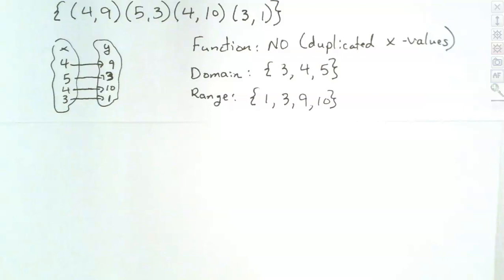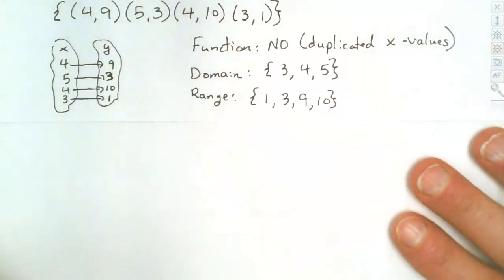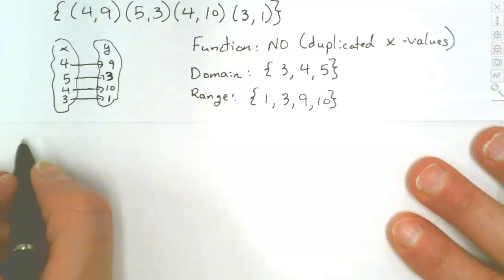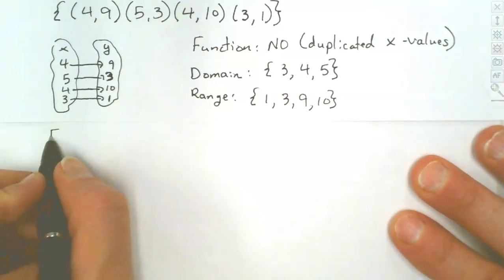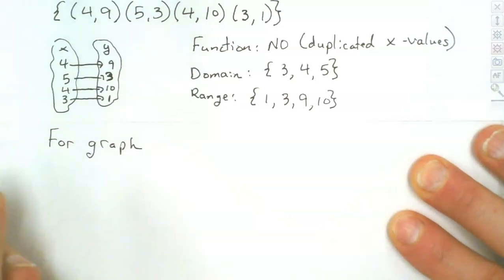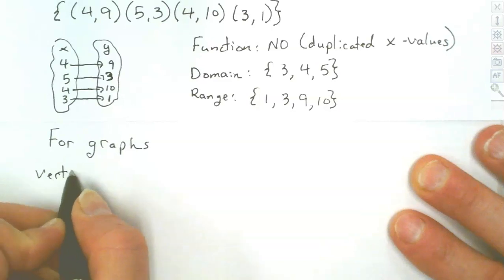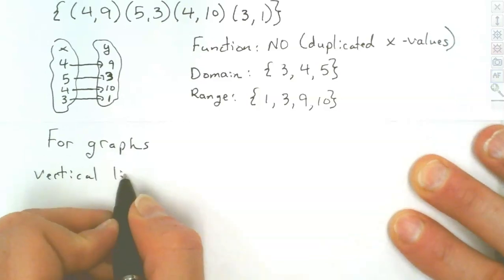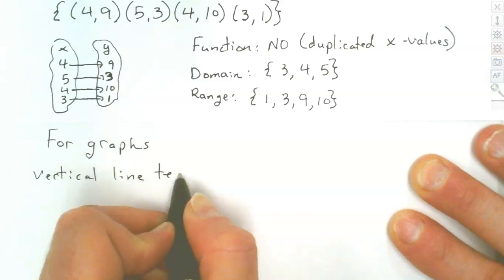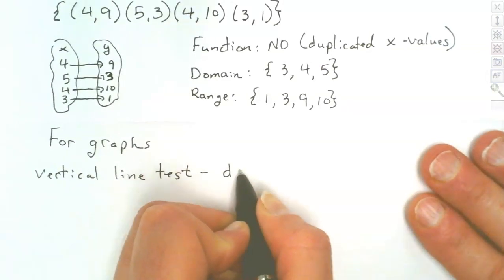Okay. Now let's look at graphs. And for graphs, we have what's called the vertical line test. This is going to tell us if it's a function or not. So this is 4 graphs here. And we're going to use the vertical line test. And here's what the vertical line test says to do. You draw vertical lines.